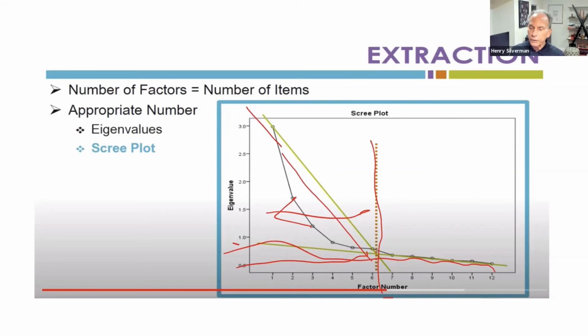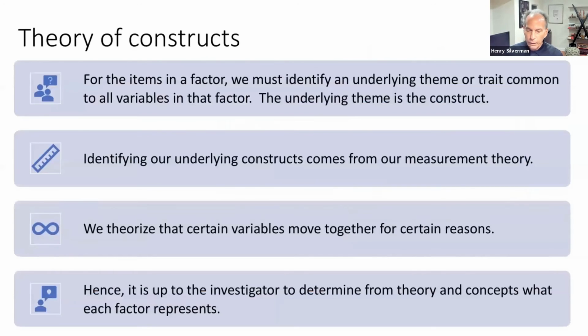Another way to determine the number of factors is called parallel analysis. So once we have identified the different factors, we must identify the underlying theme or trait common to all of the variables in that factor. The underlying theme is that construct.